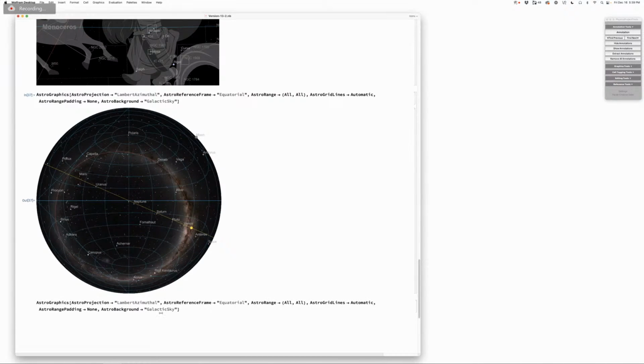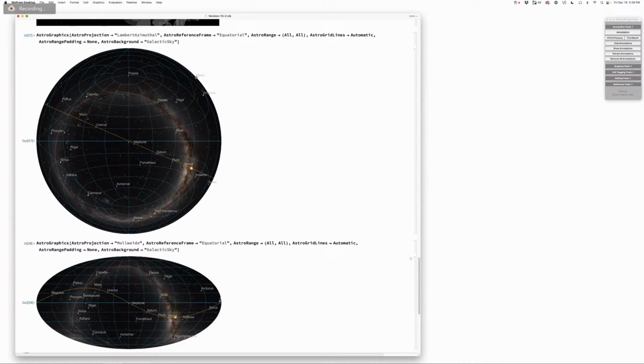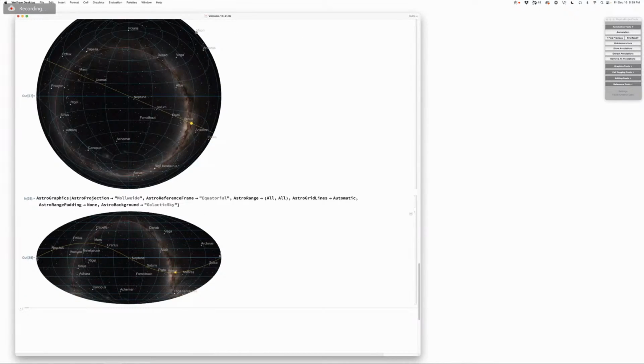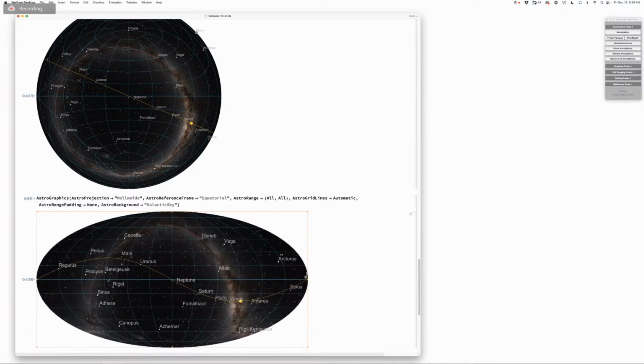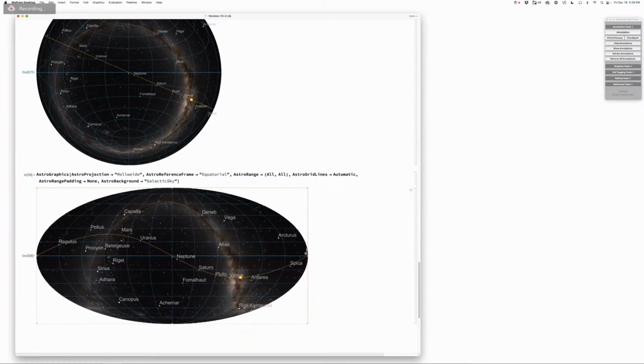And we can probably go through here, and let's pick another. Let's try Mollweide projection. We'll pick a different projection of the sky. There it is. And so now the plane of the ecliptic is no longer straight, and we're just seeing a different projection. It's a projection quite often used to show the cosmic microwave background and other such things.